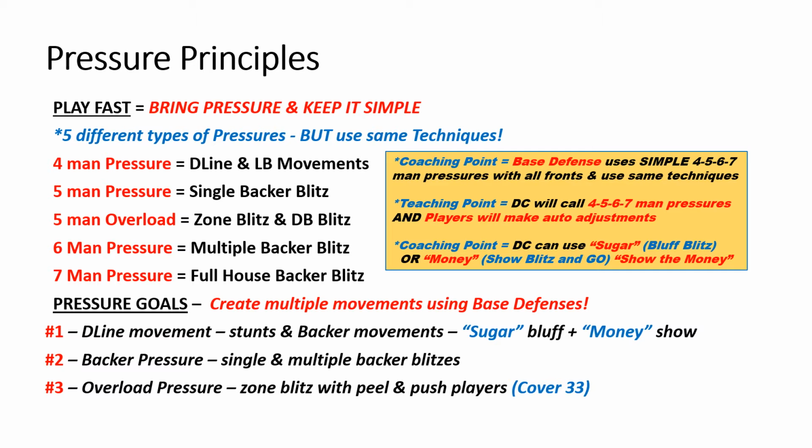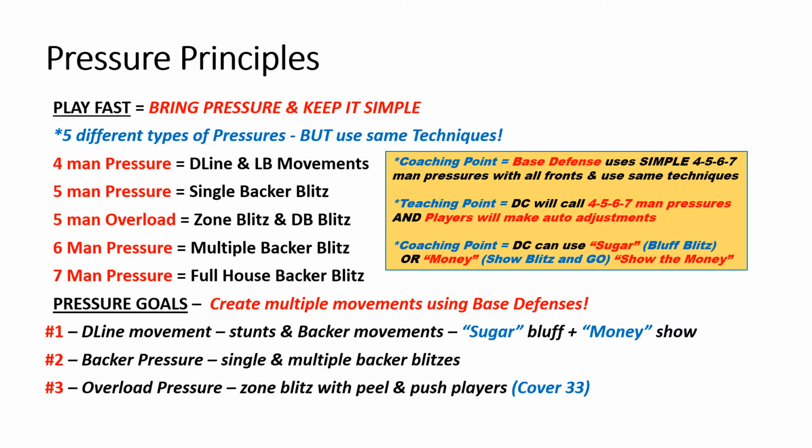Coaching point number 1, we're going to use simple 4, 5, 6, 7-man pressures with all the fronts, but use the same technique as I mentioned so we can master those. A teaching point is the DC will call the pressures, but the players can make auto adjustments that are built into the system. Last thing is then DC we can use what's called a sugar, where we're going to bluff the blitz and go out from it, or we can do a money call where we're going to show it and we're going to come with it, hence show the money.